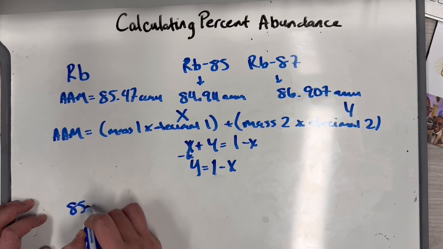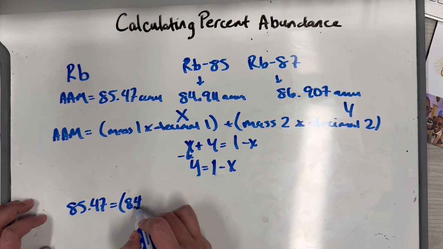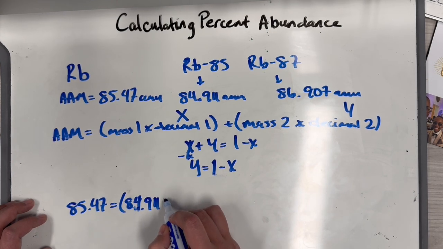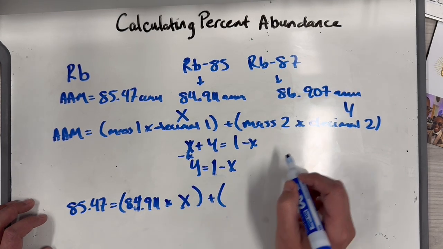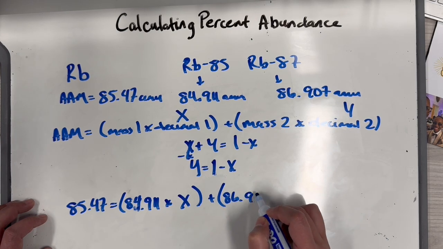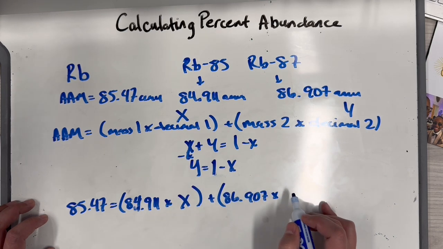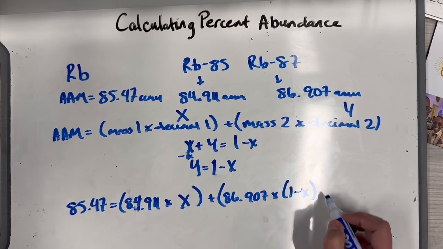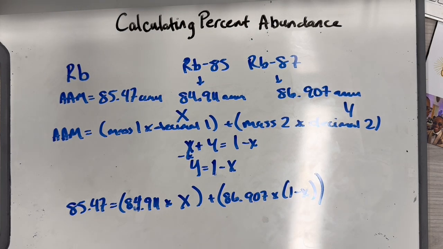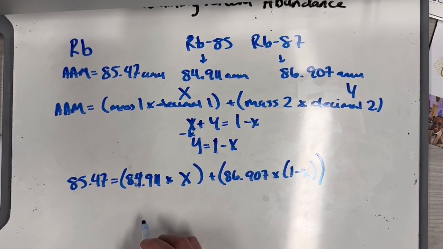So what that would give me is the average atomic mass, which would be 85.47, would be equal to mass 1, which is 84.911 times decimal 1, which we're going to call x, plus mass 2, which is 86.907 times y, and we only want one variable, so we're going to say that this is the quantity 1 minus x. And then I can do algebra to solve for x.